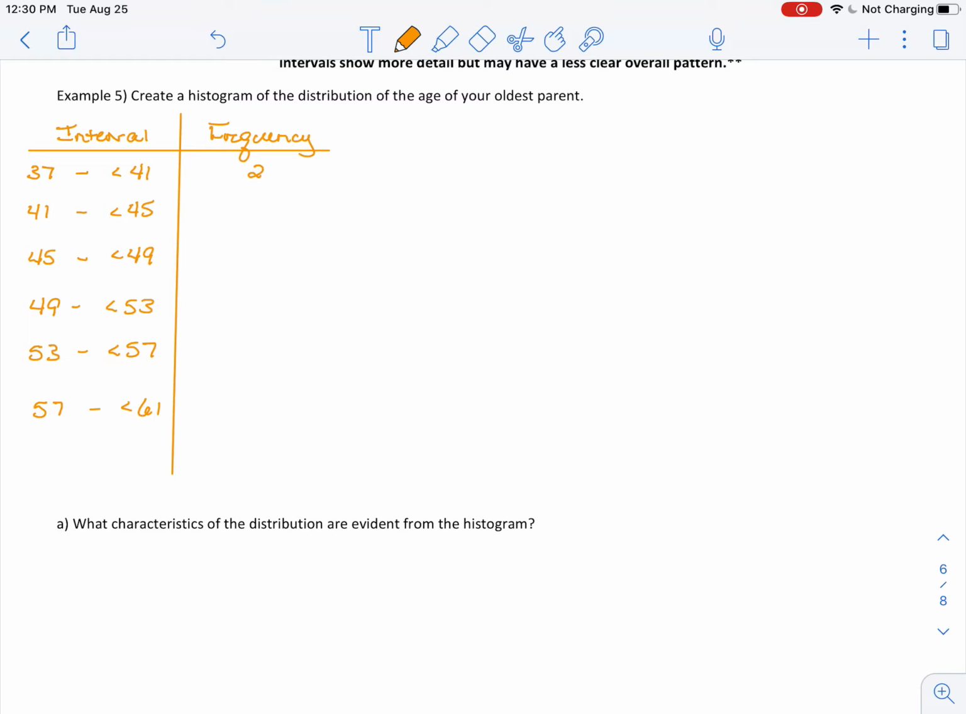So now I want the 41-year-olds up to essentially the 44-year-olds. So when I count that, assuming I count correctly this time, I think I see 6. So now I'm looking for 45 up to 48.